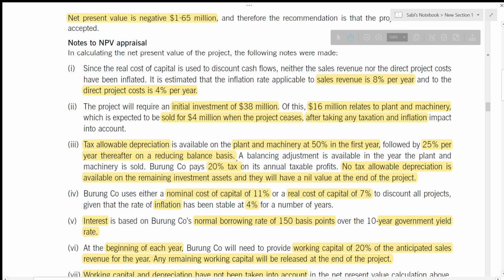A balancing adjustment is available in the year the plant and machinery is sold. A balancing adjustment, okay? So keep this in mind when you do the tax allowable depreciation, especially for the last year. There will be a balancing adjustment. The borrowing company pays 20% tax on its annual taxable profits. 20% tax. No tax allowable depreciation is available on the remaining investment assets, and they will have a nil value at the end of the project.